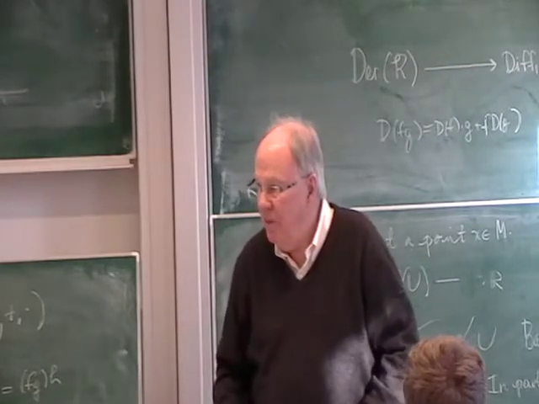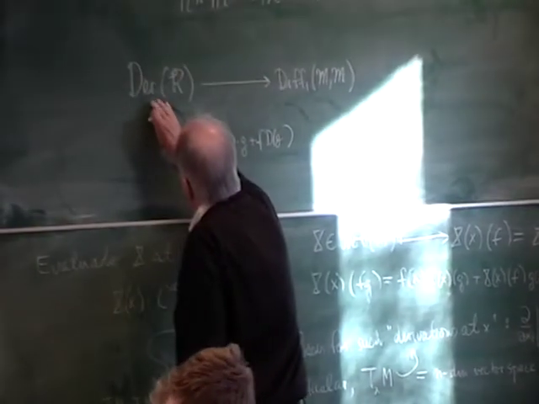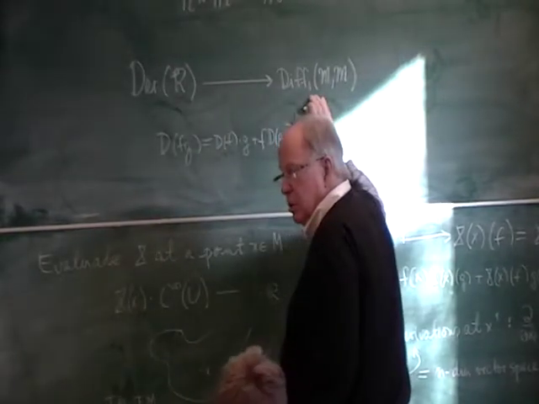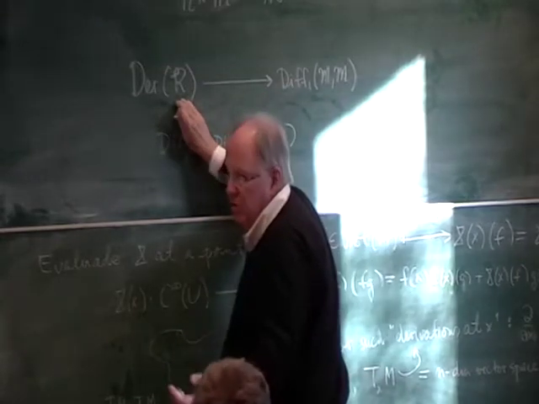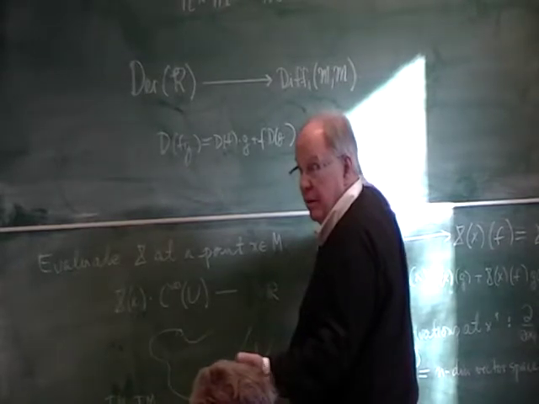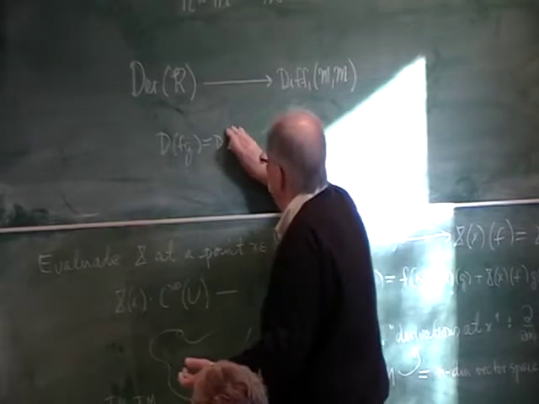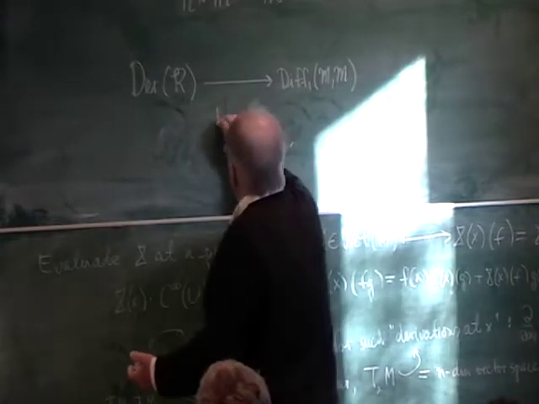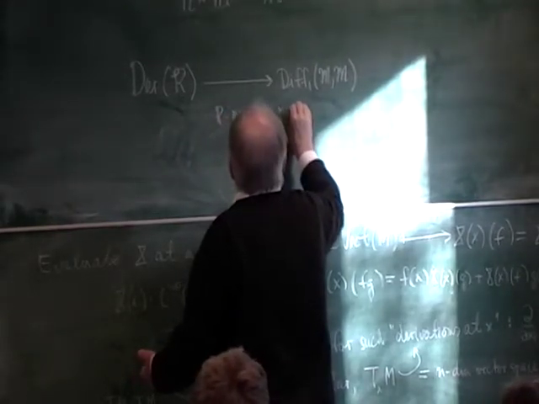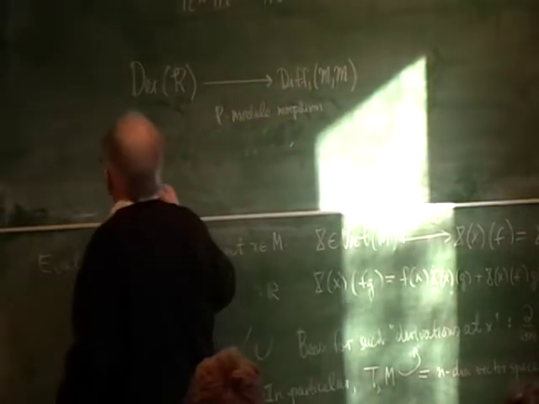No such thing. So again, we are interested in starting here with some reasonable derivation of the ring and getting a derivation of the module. Starting with a derivation of functions, getting a derivation of sections of the bundle. Okay? And this should be an R module morphism.